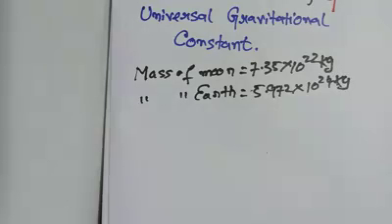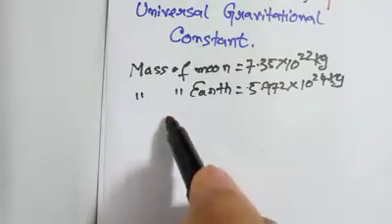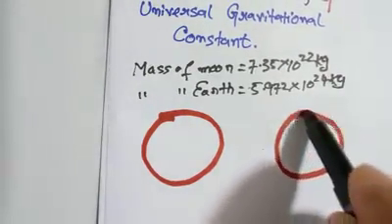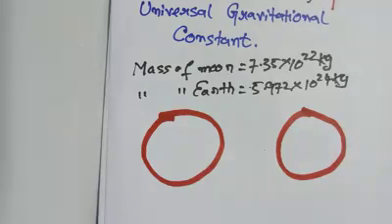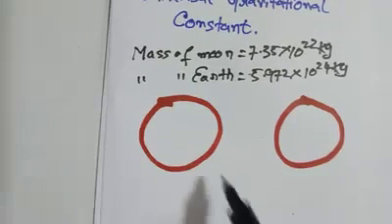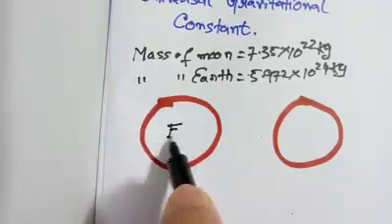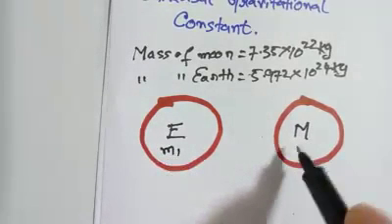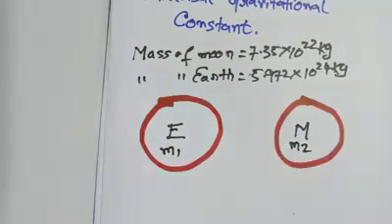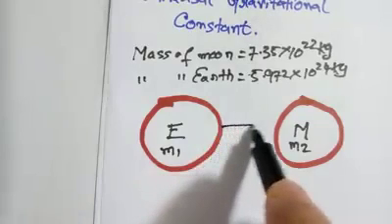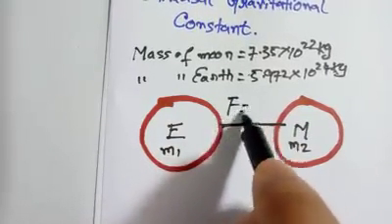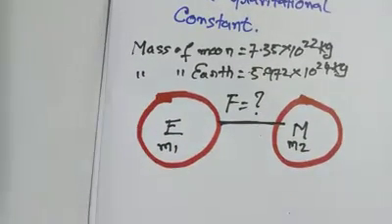Now, for example, if I draw a very simple figure which would make things clear for you, here is our earth and here is our moon. We will just take simple conventions. I will write E for earth and M for moon. And I will give the two masses as M1 and M2. What we are going to find out is the force acting between earth and moon. So our main question is that we have to calculate the force.